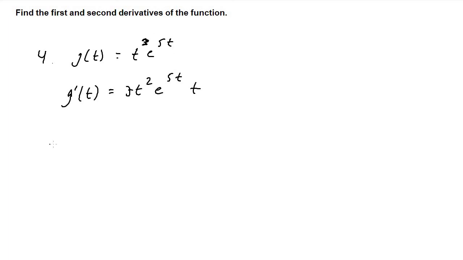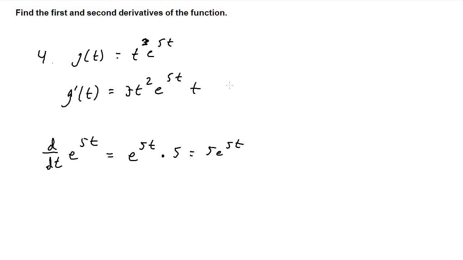Now the derivative of e to the 5t, we're going to derive with respect to t, because that's the variable, and I'm going to rewrite derivative of e to the 5t. Realize we do have an inside function here, so we have to use the chain rule. Derivative of e to the 5t is going to be e to the 5t times derivative of the inside function. Derivative of 5t is 5. So then we get 5e to the 5t.